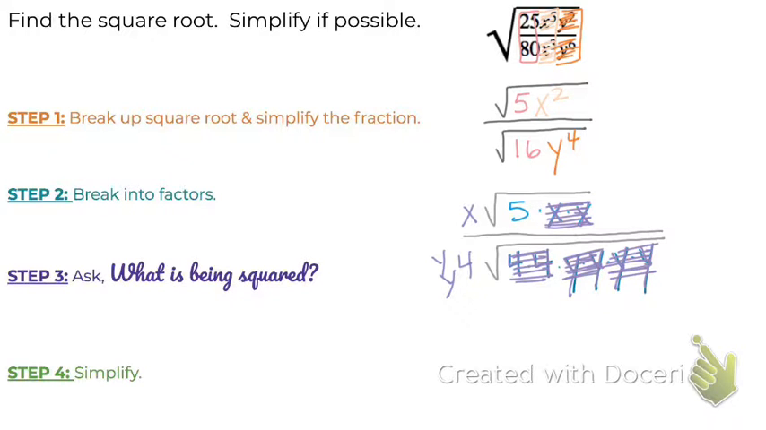So the last step is just to simplify. So in my numerator, I have an x and a square root of 5. In my denominator, I have a 4, and I also have a y and another y, so y squared. So this would be my answer.